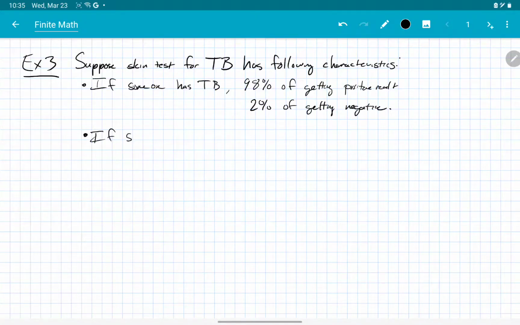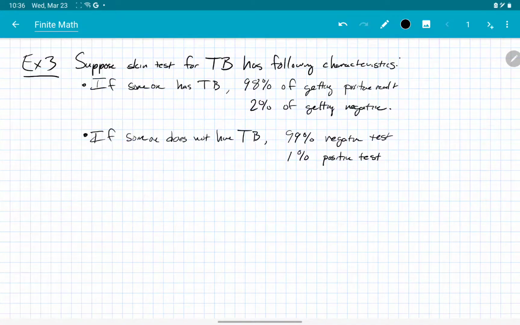Now, if someone does not have TB, you have a 99% negative test and a 1% positive test. So even if you don't have TB, 1 out of 100 people who don't have TB will get a positive test result from this TB test for whatever specific reason.